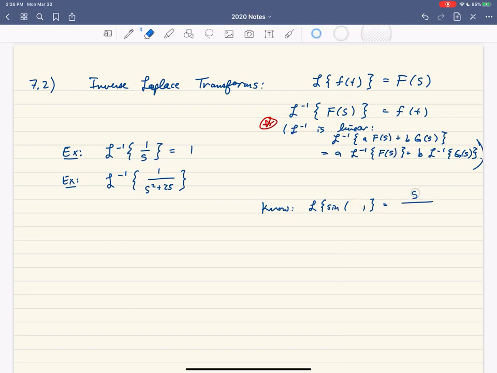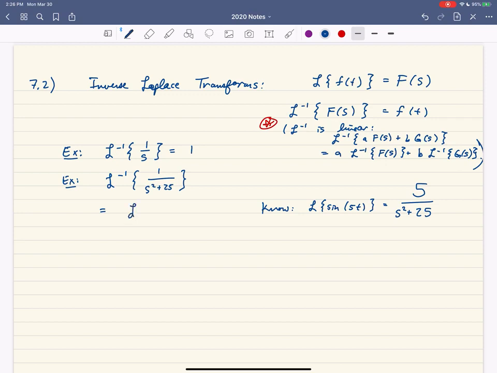My handwriting is bad. Let me go back, sorry. Let me go back and pick. Too late. I just got to write very carefully. So the Laplace transform of sine of 5t is going to be 5 over s squared plus 25. Okay, and that's not exactly what we have, but this is almost what we have.